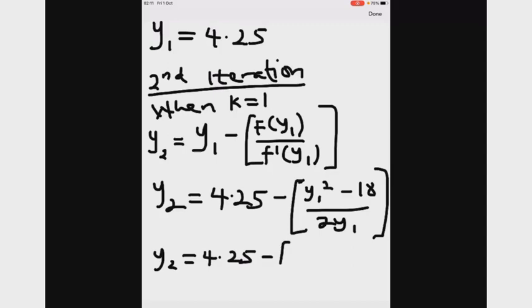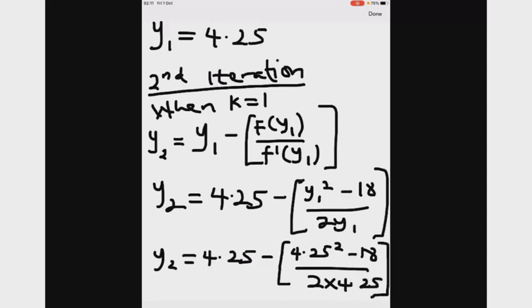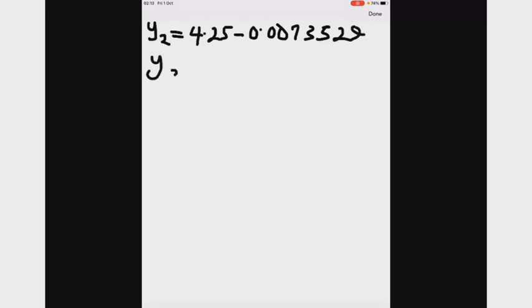So y2 equals 4.25 minus 4.25 squared minus 18 over 2 times 4.25. I can find the expression in the brackets. I have y2 equal to 4.25 minus 0.0073529. So my y2 equals 4.24266.